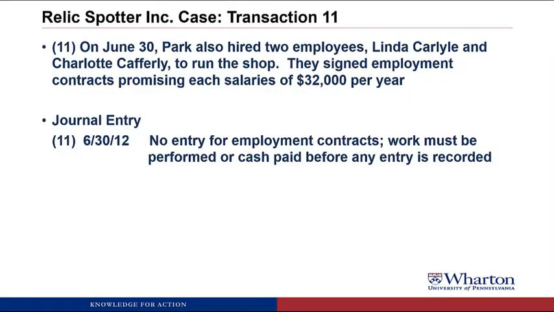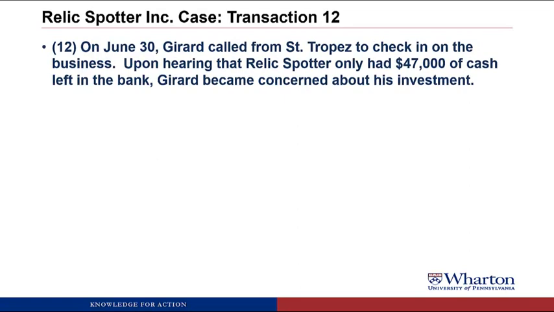Since there's no journal entry, there's nothing for us to post, so let's go on to transaction 12. On June 30th, Gerard called from Saint-Tropez to check in on the business. Upon hearing that Relic Spotter only had $47,000 of cash left in the bank, Gerard became concerned about his investment.